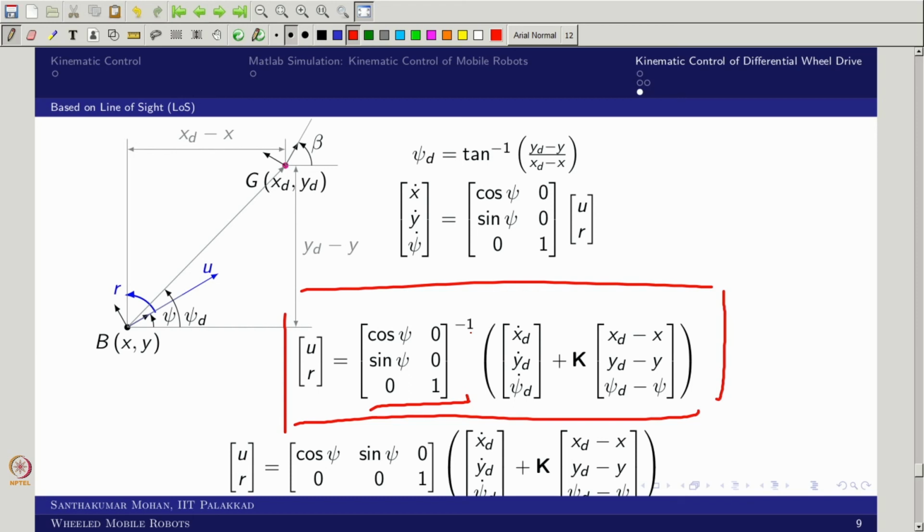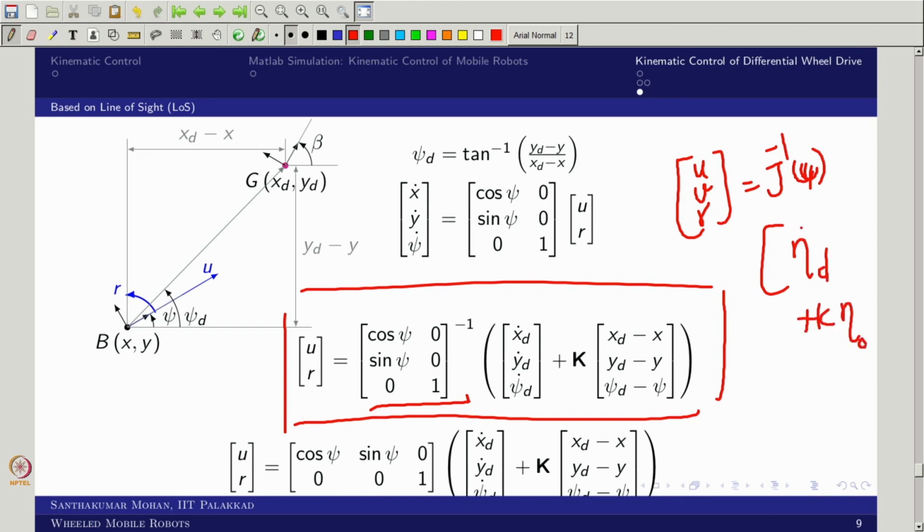So you can now apply this straightforwardly. You simply take u, v, r as J inverse of psi, and substitute eta desired dot plus k eta desired, sorry, eta tilde. Then you can take v equal to 0 in all cases, that's all. So then also it will work. That's why I said the second method, the line of sight method, I personally prefer, because it won't create any confusion.